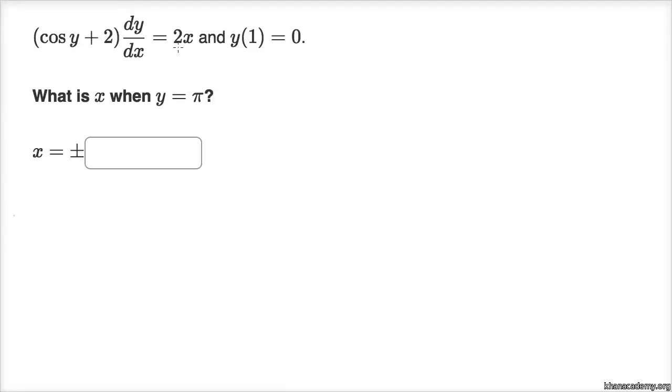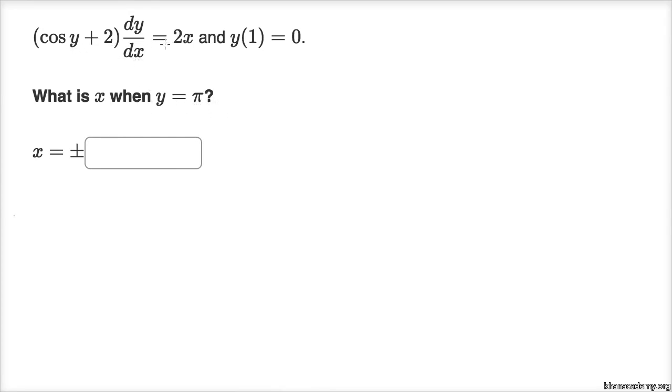We're given a differential equation right over here: (cosine y plus 2) times the derivative of y with respect to x is equal to 2x. And we're given that for a particular solution, when x is equal to 1, y of 1 is equal to 0. And we're asked, what is x when y is equal to pi?